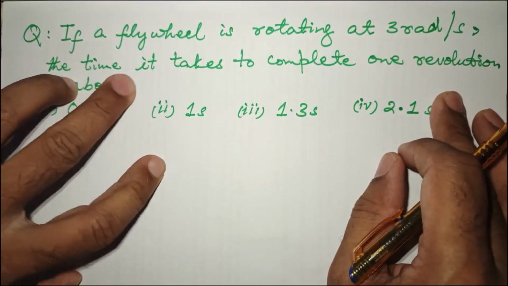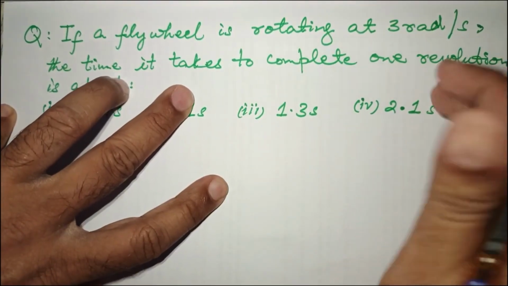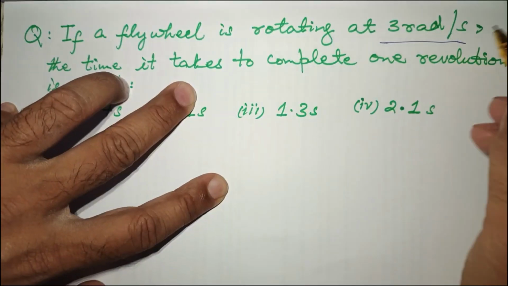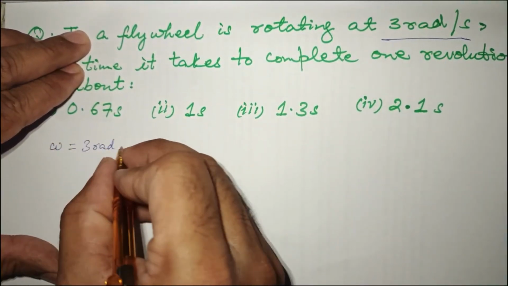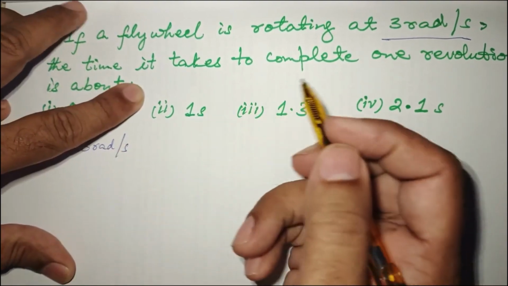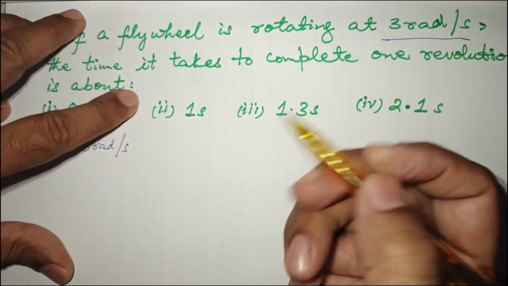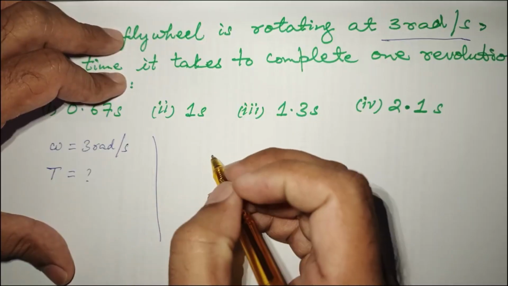If a flywheel is rotating at 3 radian per second, so this is angular velocity omega, 3 radian per second. The time it takes to complete one revolution is about, we need the time period T.